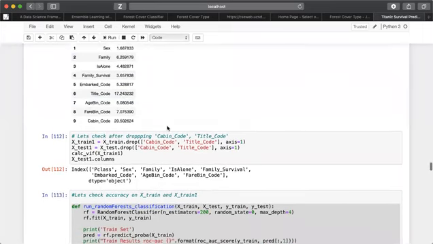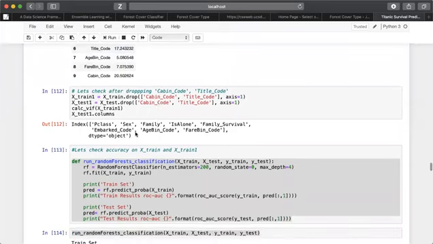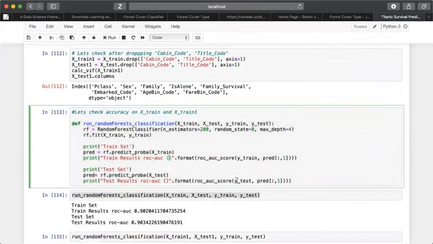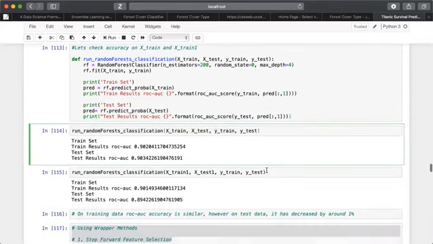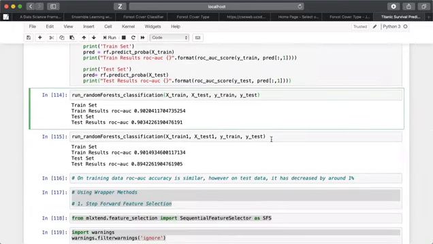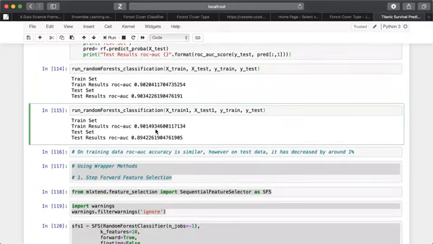After dropping cabin and title code, these are the remaining columns. Then I checked the accuracy on the original and after dropping, using random forest classification. I found that in the original, the accuracy was around 90.2 and 90.3. After dropping these columns after the VIF, the accuracy on train remained 90.14, for which I used the ROC AUC score, and on the test it decreased by around 1%.